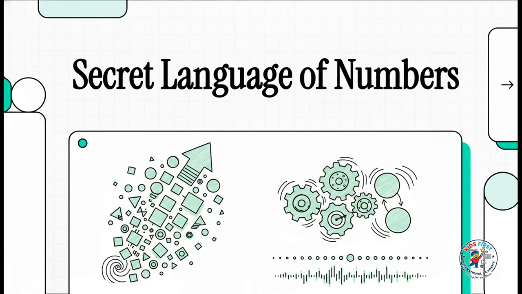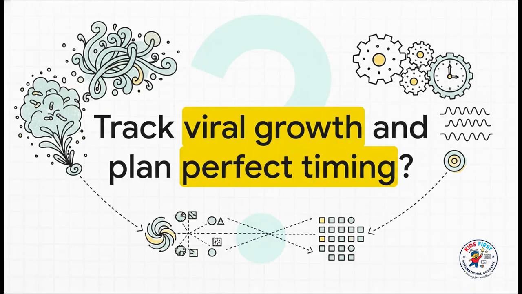Have you ever wondered how something goes viral seemingly overnight, or how you get the timing for an event just right? Well, today, we're going to unlock the secret language of numbers to figure out how massive growth and perfect timing actually work. And trust me, it's way simpler and more useful than you might think. So just think about these two questions for a second.